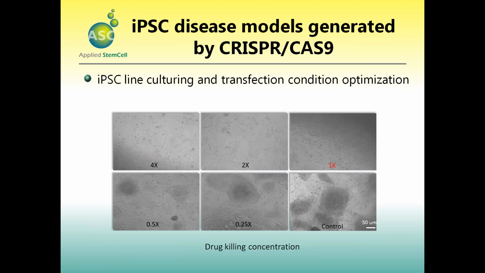In this slide, we are testing the drug killing concentrations. So we have selected 5 different concentrations named 0.25x, 0.5x, 1x, 2x, and 4x, and compared them to the control. The picture shown here clearly tells us that 1x concentration is the best drug concentration that we can use for further study.